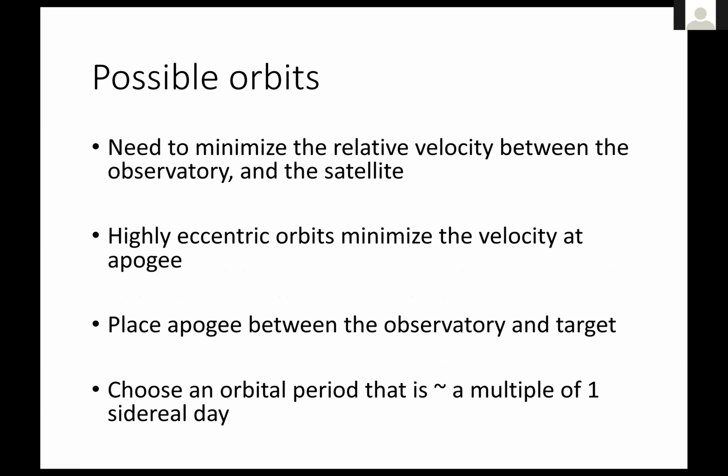To do this, we need to minimize the relative velocity between the observatory and the satellite, and highly eccentric orbits are one of the best ways to do this. A highly eccentric orbit sort of stalls out at its apogee. So if we can place this apogee between the observatory and the target, that will give us the longest possible observing time. It's also nice if we can choose an orbital period that is about a multiple of one sidereal day.